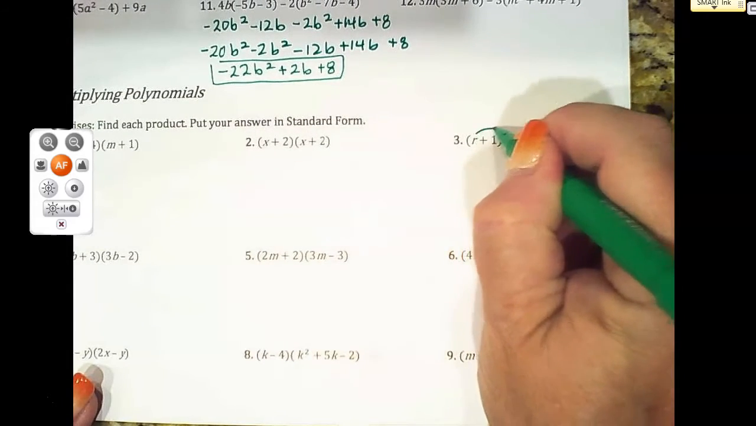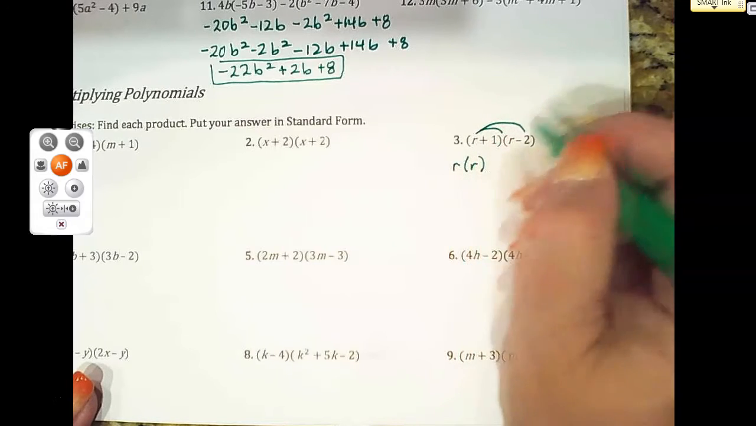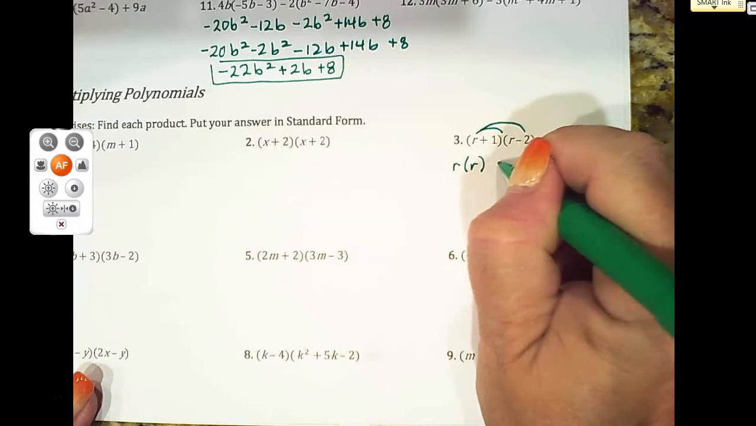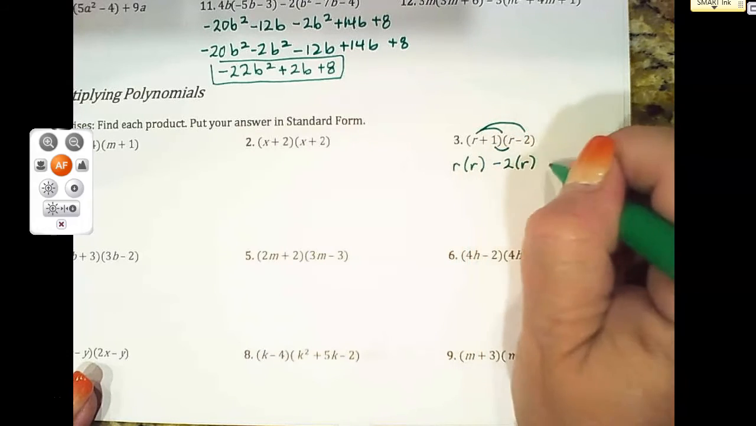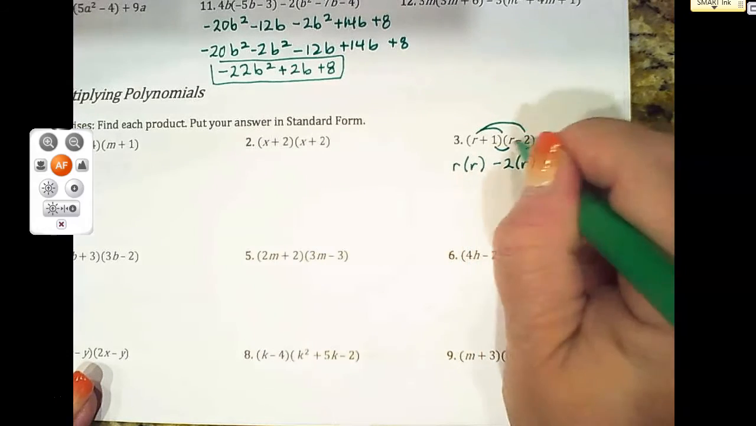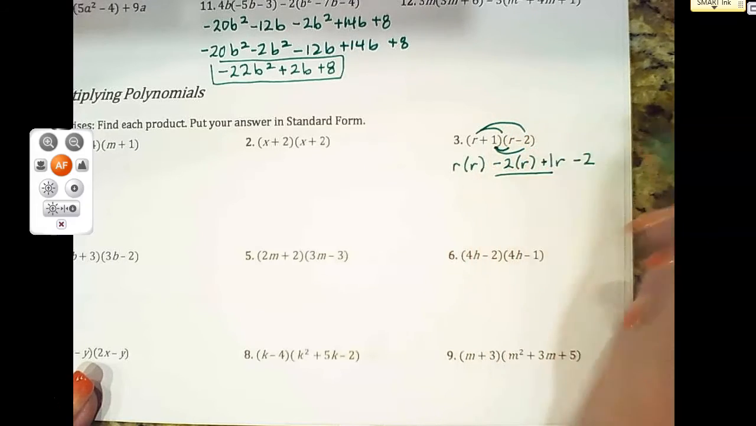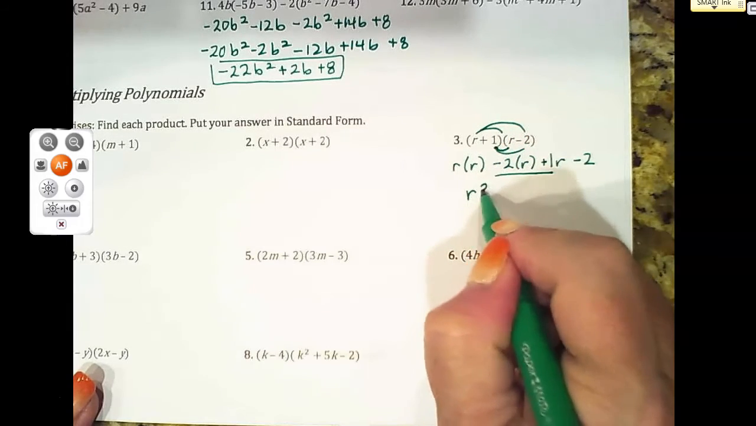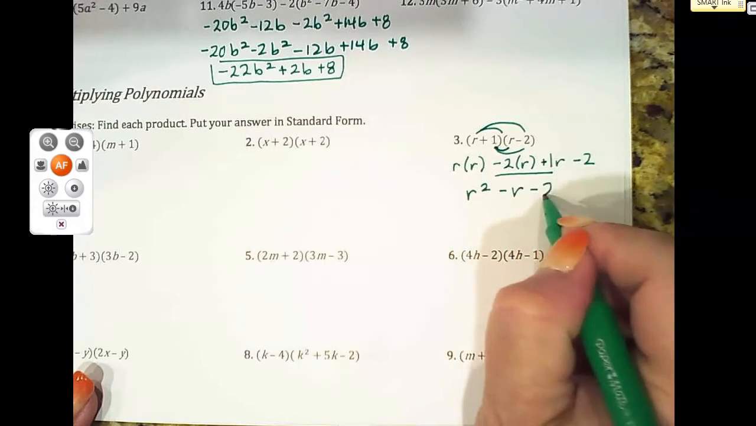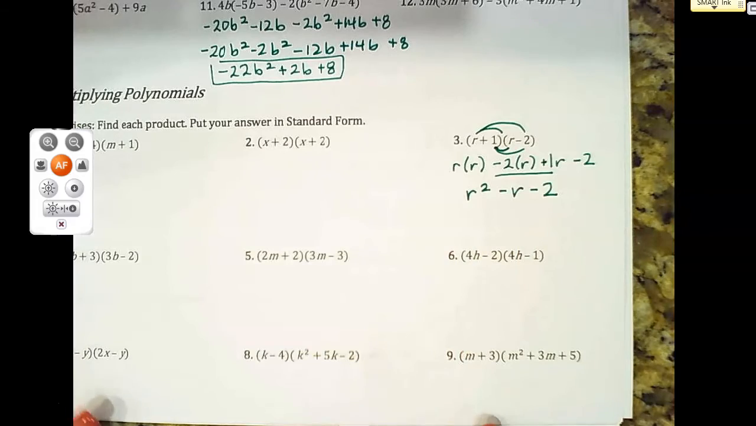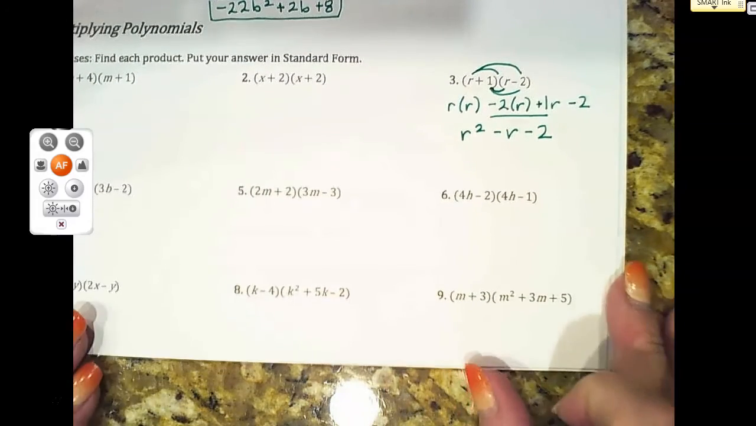And we'll do r times r, and then r times minus 2, which I'm going to write as minus 2 times r, and then positive 1 times r, and then positive 1 times negative 2. And then usually our middle two terms will combine, so I've got r squared minus 2r plus 1r is minus r minus 2. And then when we have a bigger problem, we have a binomial times a trinomial.